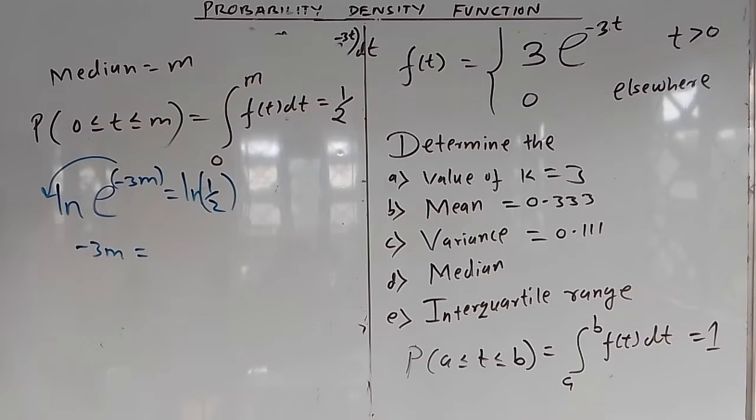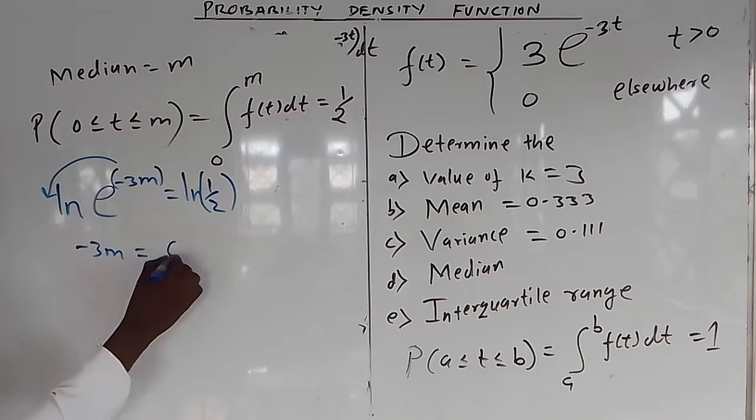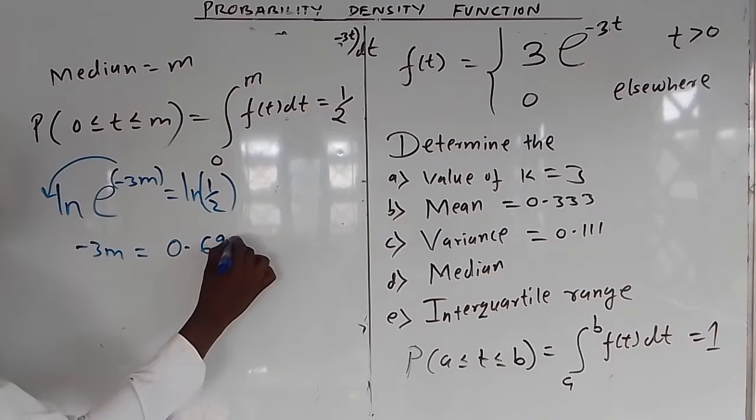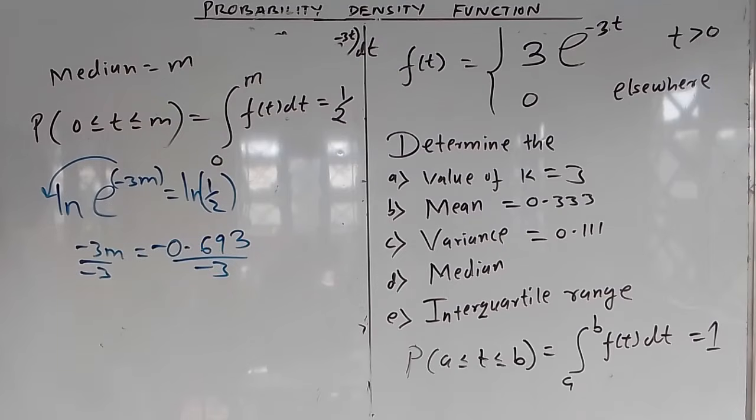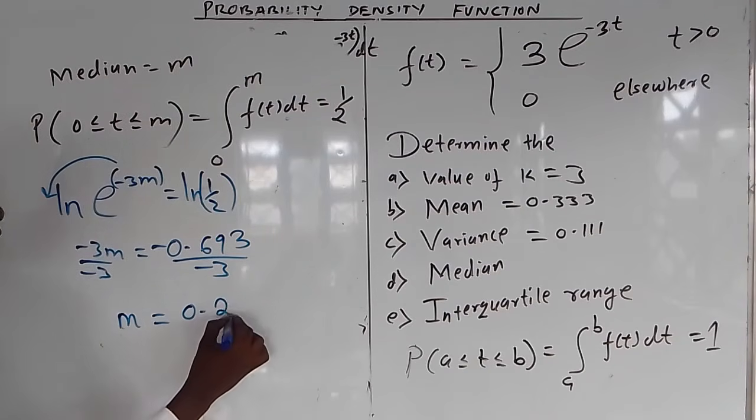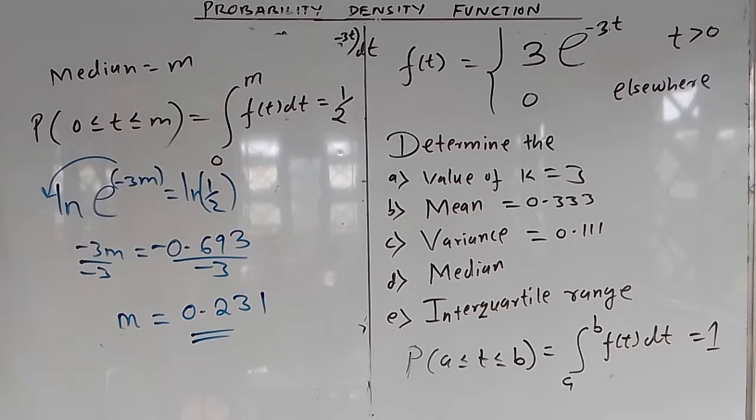What is ln of a half? That is ln of 1 minus ln of 2. You get a negative number. 0 minus ln of 2. Press in the calculator, ln of 0.5. So it's supposed to be negative 0.693, isn't it? So how do you get m? You divide both sides by negative 3. So this was negative 0.693, so if you divide both sides by negative 3, what is m? 0.231. So the median is 0.231.